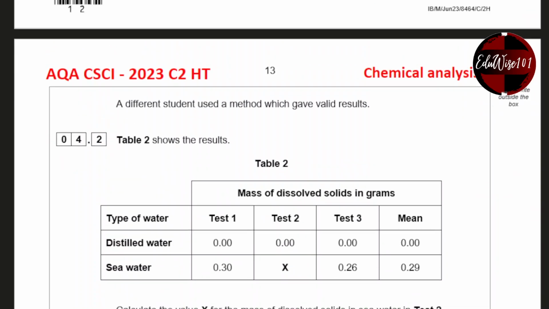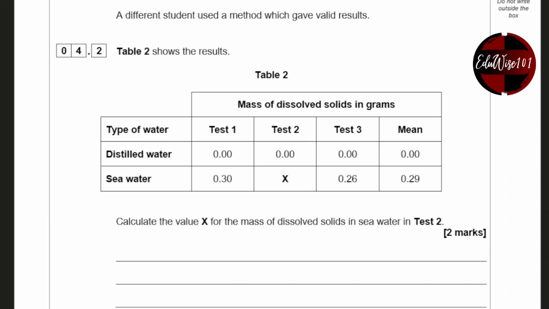So a different student used a method which gave valid results. Table 2 shows the results. So you have type of water, test 1, 2 and 3, and then the mean finally. Distilled water, all of them are 0. The seawater, they have given test 1 and test 3 and the mean value. Calculate the value x for the mass of dissolved solids. How do you do that?